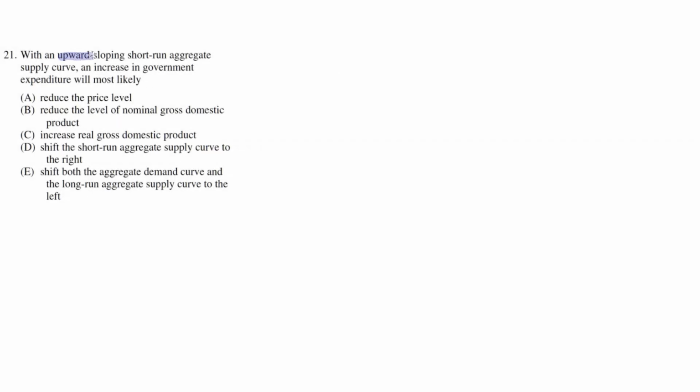With an upward sloping short-run aggregate supply curve, an increase in government expenditure will most likely blank. So in this question, we're told that there is an upward sloping aggregate supply curve, and we're asked to identify what will happen in the situation that there is an increase in government expenditure. And we're given the following results or consequences.